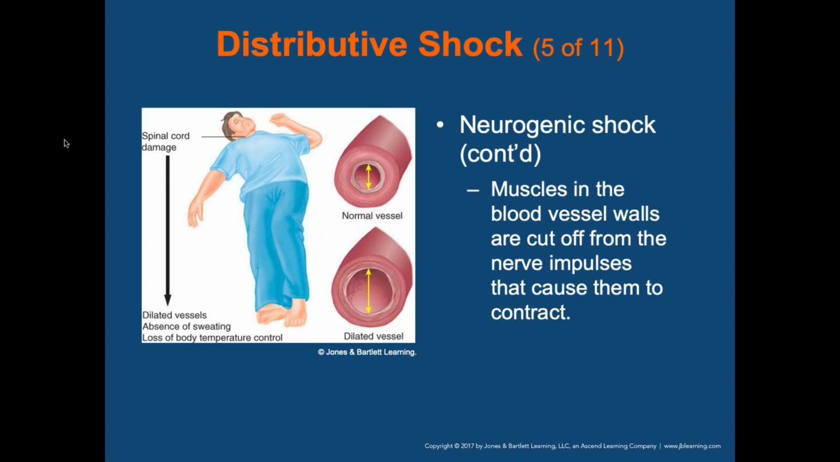So neurogenic shock, as you can see here, or distributive, you can have spinal cord damage, and if this happens, you get spinal shock causing dilated vessels. You can see a normal vessel up here in the picture. Below that is your dilated vessel. So what's happening is you have absence of sweating and loss of body temperature control, because you've lost your spinal cord functions. So muscles in the blood vessel walls are then cut off from the nerve impulses that cause them to contract. So now you have widespread vasodilation, causing blood pressure to drop significantly. The patient needs fluids.